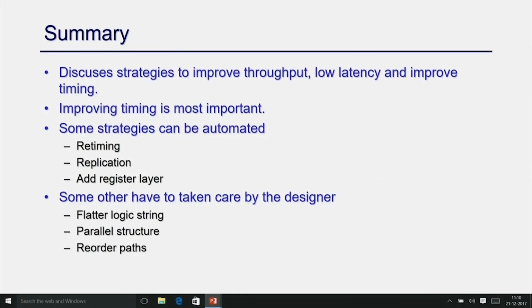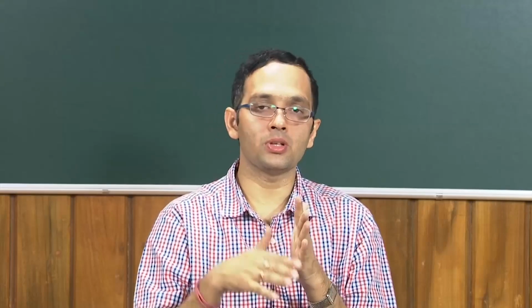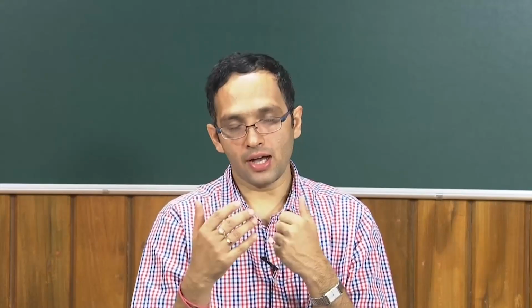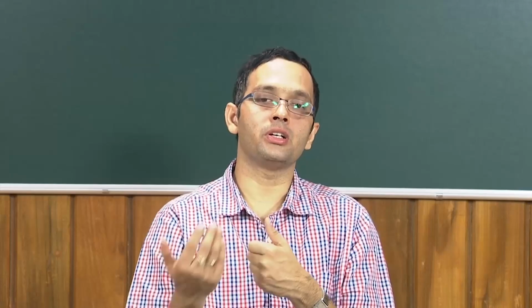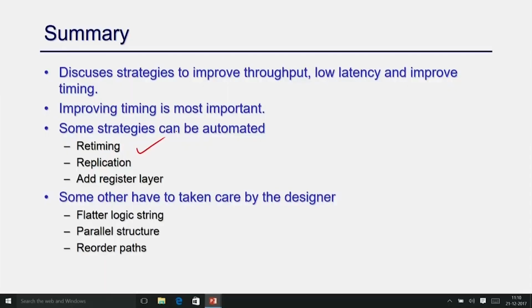Okay. So, with this I am going to conclude. As I discussed today, we have discussed several strategies which actually improve either the throughput of your design, or reduce the latency of your design, or primarily improve the timing of your design, or help you achieve higher frequencies. Okay. And some of the techniques can be automated, like replication, retiming, adding register layers, but some of the techniques like flattening logic structure, parallel structure or reordering paths are the responsibility of the designer, right.